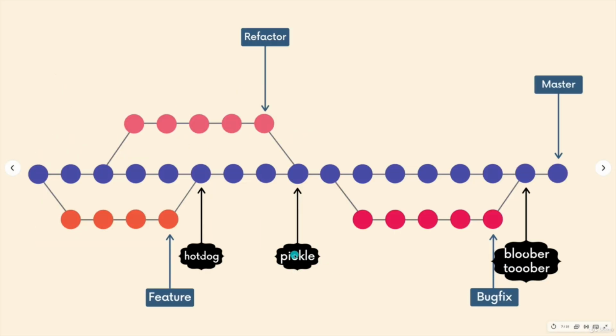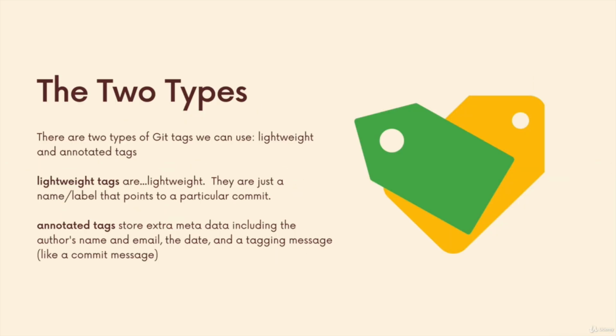Think of what you see here, a name referring to a moment in time. Annotated tags include additional information, including a tag message, kind of like a commit message, the author's name and email, the date. And for that reason, because they include all this additional metadata, they are generally preferred in a lot of big projects. They'll ask you to use annotated tags, not lightweight tags. So I'll show you how to do both of them.